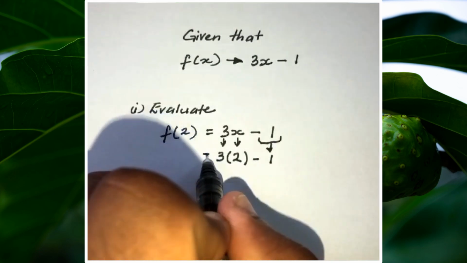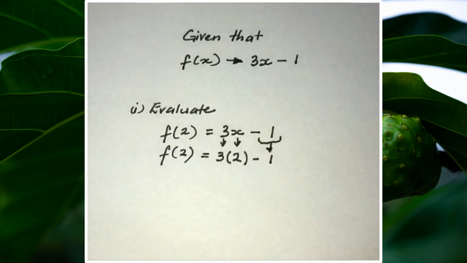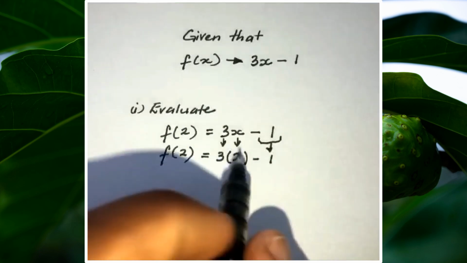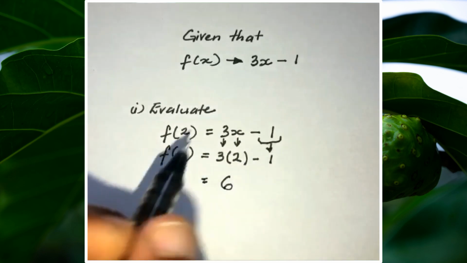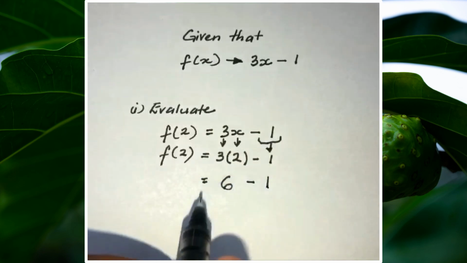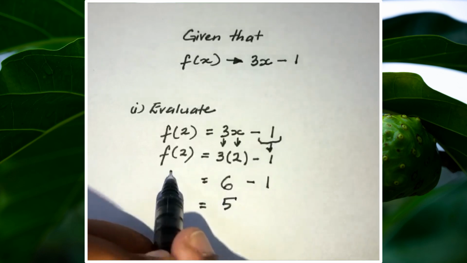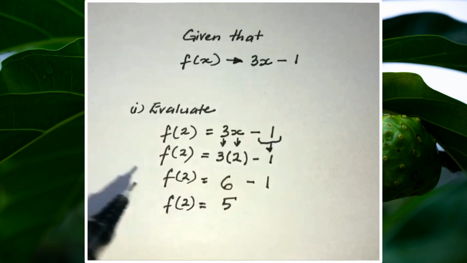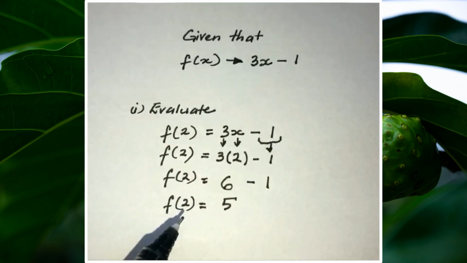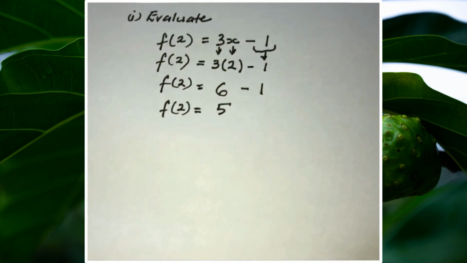So to keep it clean, I'll just put f of 2 on the left. And then just work it through. So 3 times 2, that will give us 6. And then we're going to subtract 1 from that. 6 minus 1 is 5. So if we have this function f and we put 2 inside of it, the output will give us 5. Understand? Let's try another one.